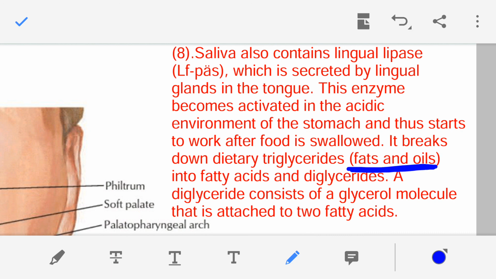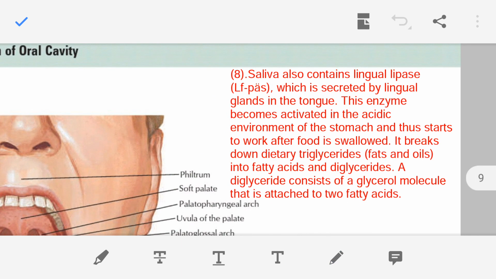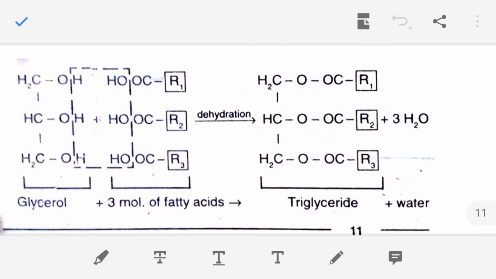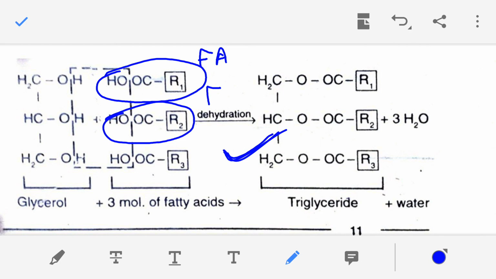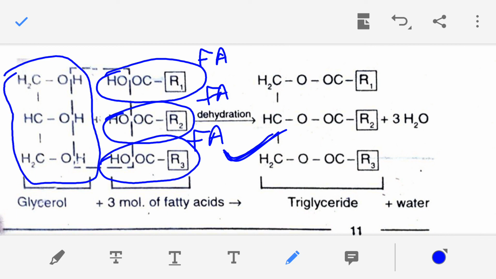Now the fat, for example the ghee, oil or the butter, these fats are in the form of triglyceride. Now what are the triglycerides? So in the figure I am showing you, this one is the structure of triglyceride. And how are these triglycerides formed? In the structure of the triglyceride, as you can see, this one is the fatty acid, this one is the second fatty acid, this one is the third fatty acid. So these three are fatty acids, and this is the molecule of glycerol.